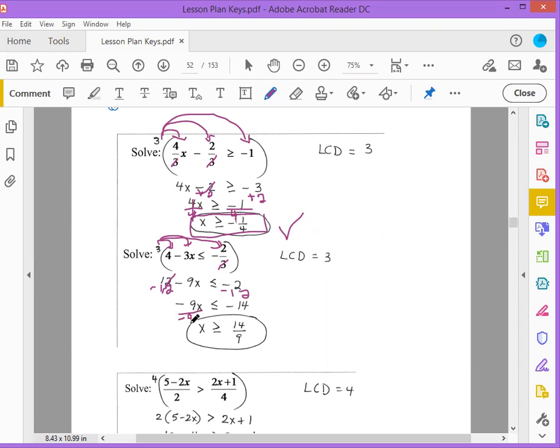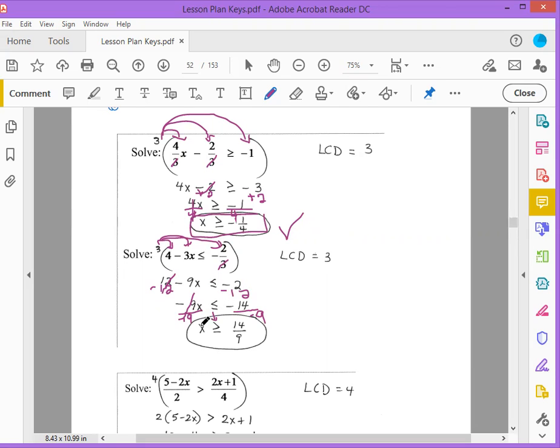And now we're going to divide both sides of the inequality by negative 9. The negative 9's will cancel on the left side. Remember, because we're dividing by a negative number, we have to reverse this symbol. We change it from less than or equal to, to greater than or equal to.